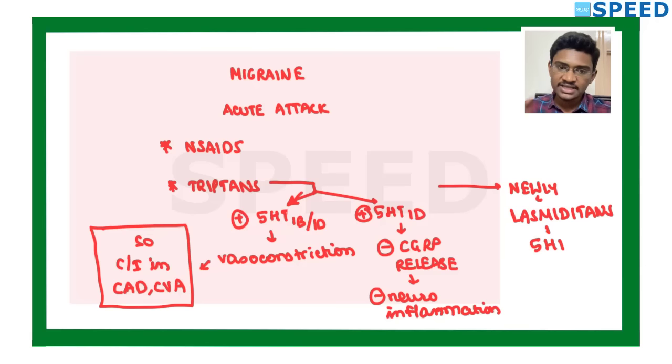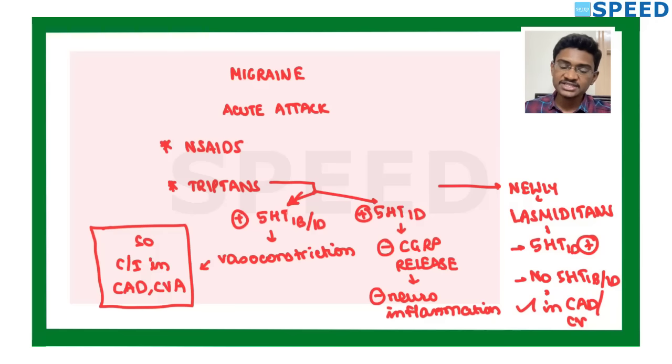Recently we have introduced a new drug called lasmiditan, a ditan, which has only 5-HT1F agonism. It doesn't have the 5-HT1B vasoconstrictive action. So it is safe even in CAD and CVA patients. So obviously sumatriptan will be the answer. The other three, propranolol, topiramate and flunarizine, are given only for prophylaxis of migraine, not for treatment.